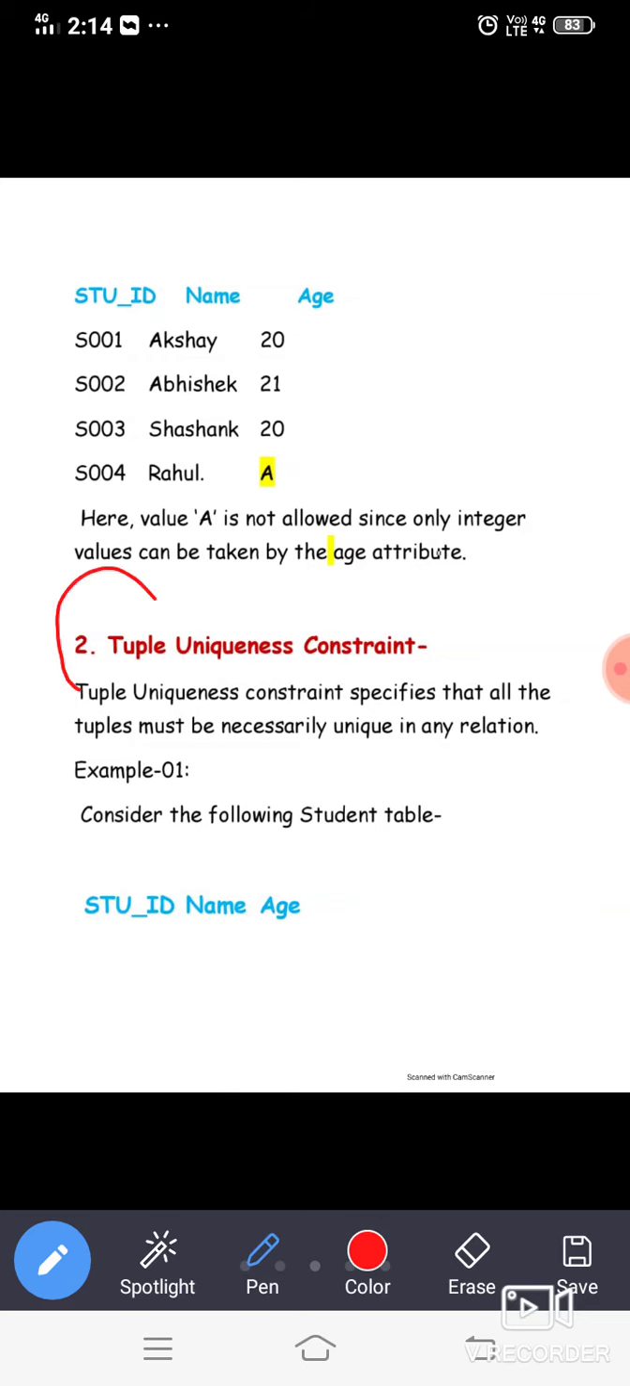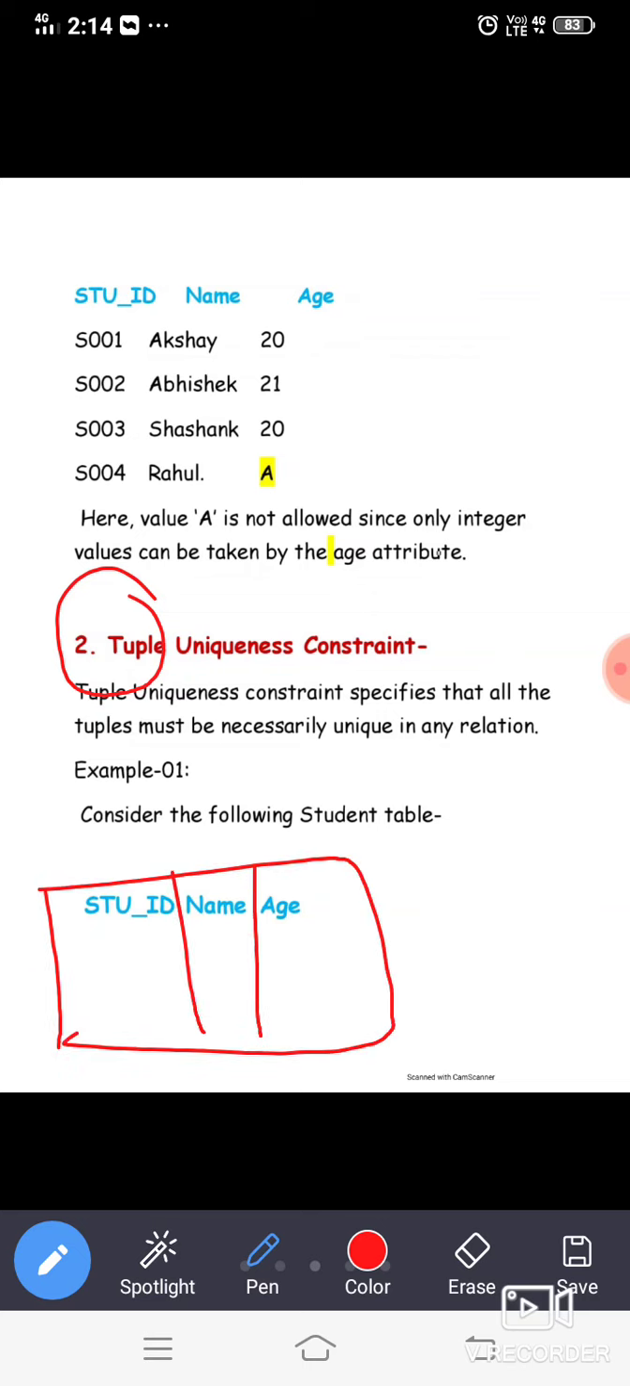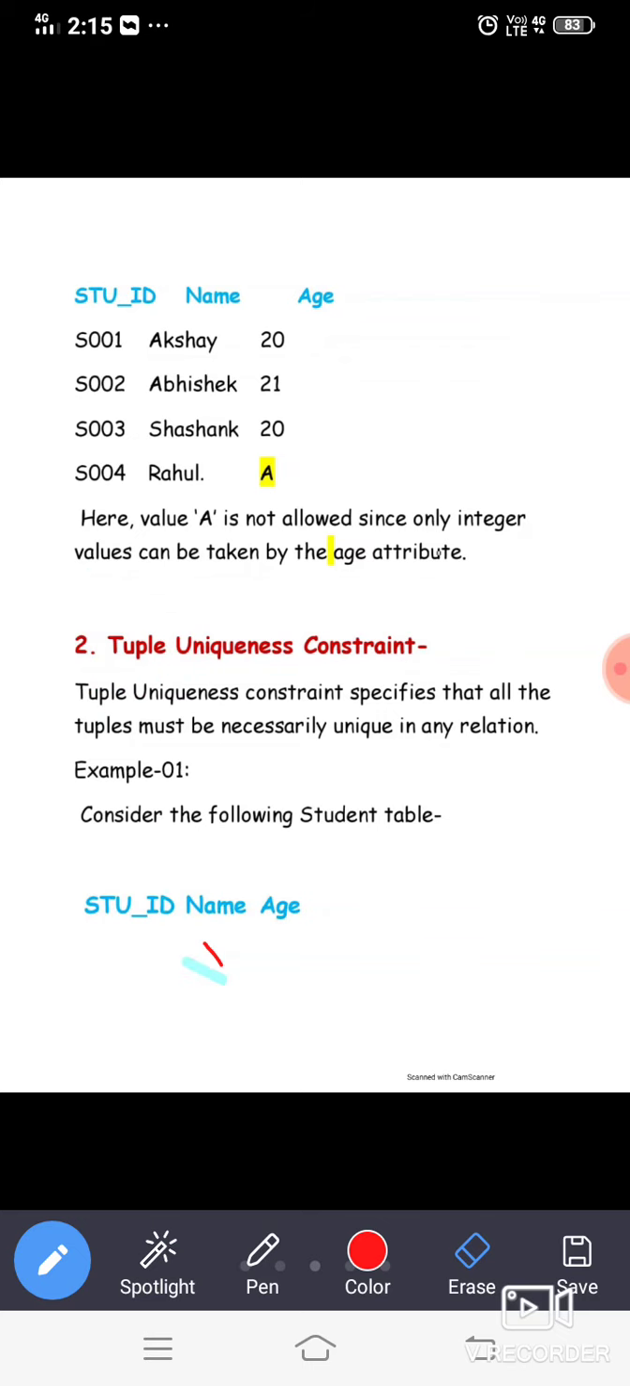First you have to know what a tuple is. For example, if this is the table, a tuple is nothing but the total row. For example, student ID is 1, name is x and age is 27. This total record, 1, x and 27, we call a tuple. A tuple is nothing but a row in a table.